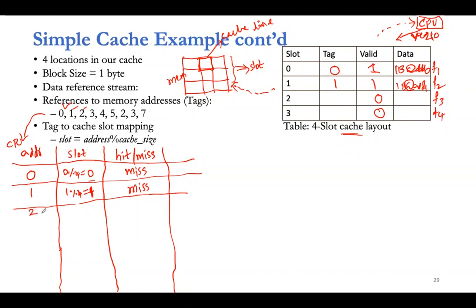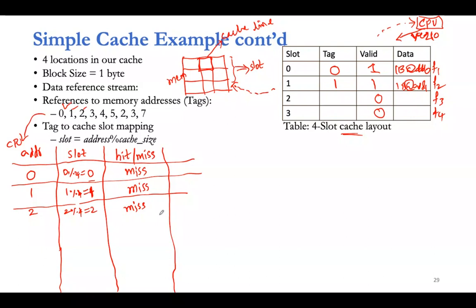So for 2, again it is going to calculate the slot in which it belongs. 2 modulo 4 gives 2. So in the second slot, it goes and checks the valid status bit, that is 0. That means no data is there. No data is there means it is missing. Okay, so that data is a miss.